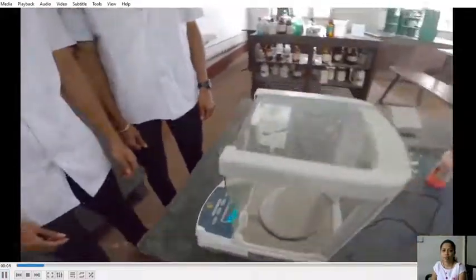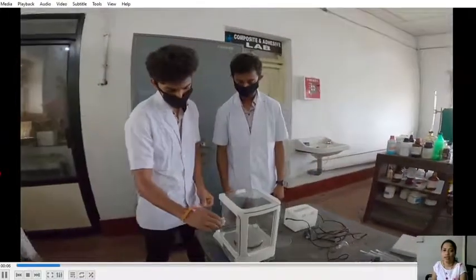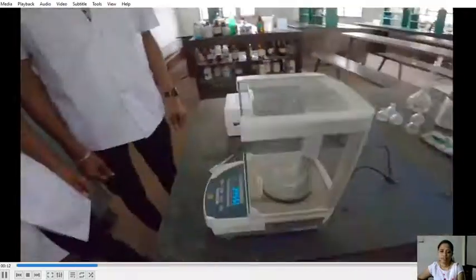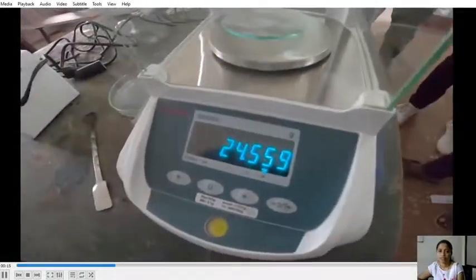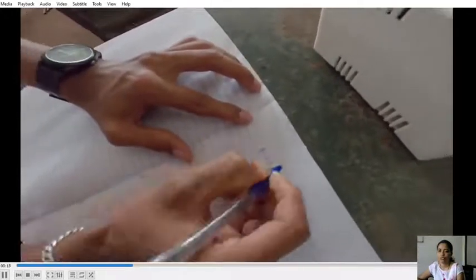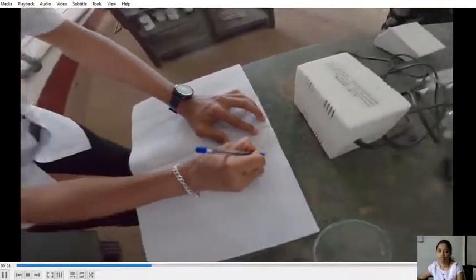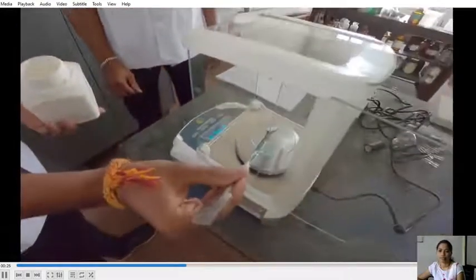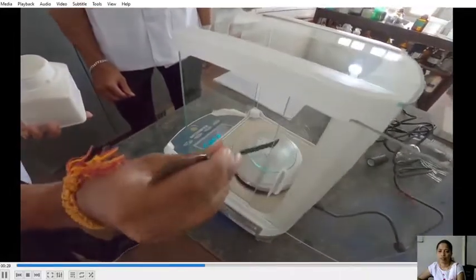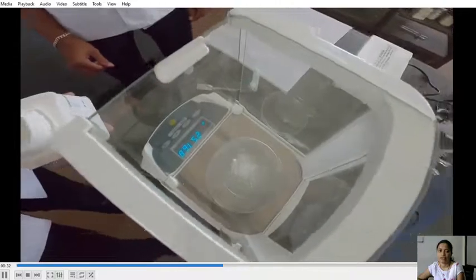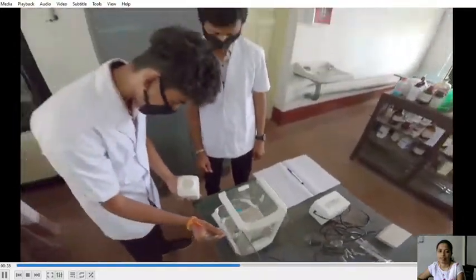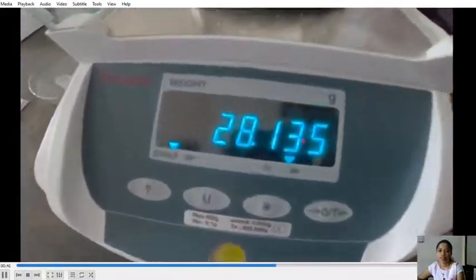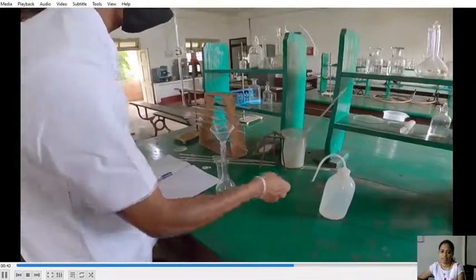Here in this experiment, we are going to weigh the oxalic acid crystals. First, we have to weigh the empty watch glass. Here we took the empty watch glass and noted down its weight. Here we got 24.538579. Then we have to place the oxalic acid crystals in the watch glass. Then we note down the weight of the watch glass as well as the oxalic acid crystals.